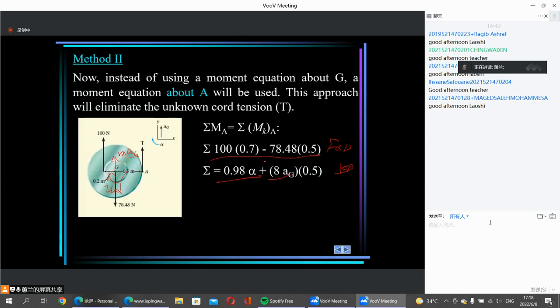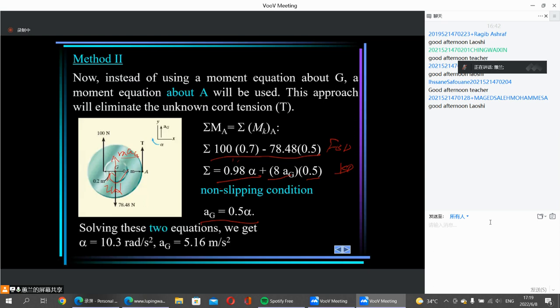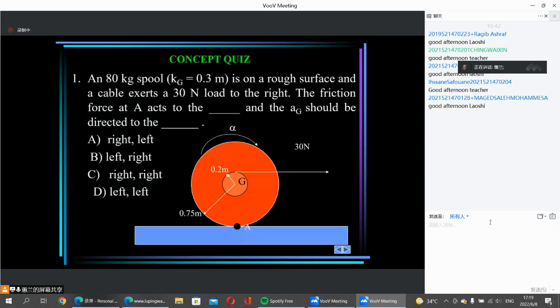So we have the kinetic force times the moment arm, and you see they need to be equal to each other. Again, we can supplement the no slipping condition, we can find out. So it's up to you. For the moment equation, you can choose the mass center or any point. Just like here, we choose the mass center, we choose point A to write the moment equation. You will result in the same solutions.